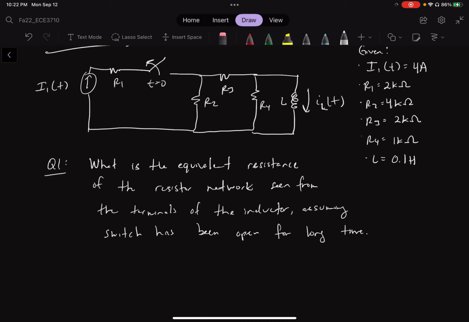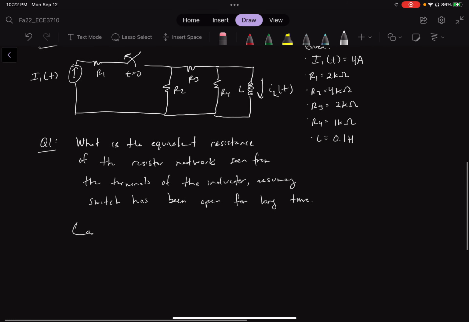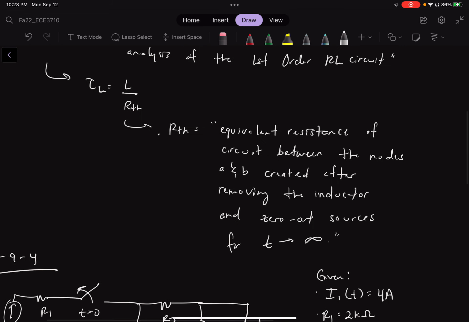Wow, very wordy. It's giving me a little anxiety. If only I knew what that meant mathematically, so I know what in the world I am solving for. You are solving for what we call R Thevenin in time approaching infinity. And again, what is this R Thevenin? It's the equivalent resistance of the circuit between the nodes A and B created after removing the inductor and zeroing out the sources for time approaching infinity.